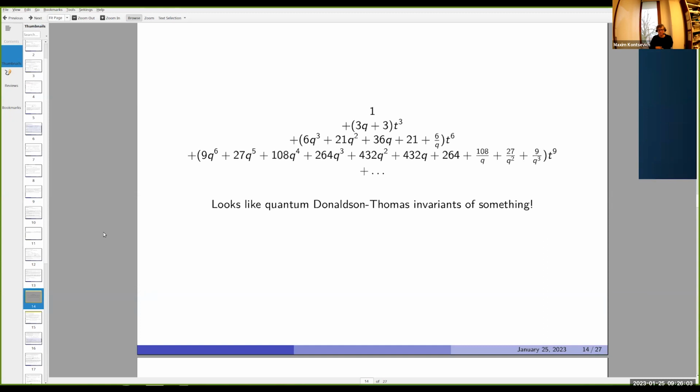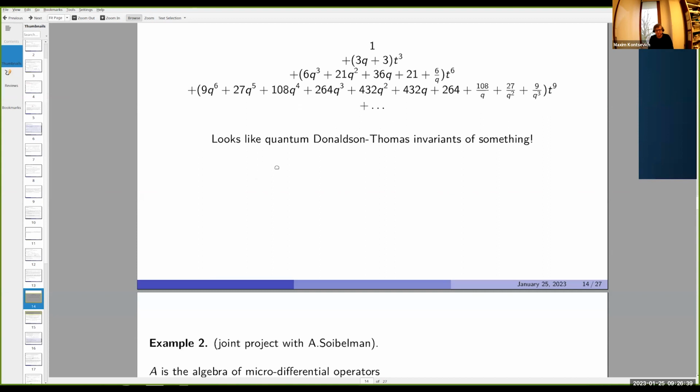So it looks by all means like quantum Donaldson-Thomas invariants of something. So the challenge is: does it really have some enumerative geometry meaning? I have no idea. It's like quantum deformations of the series which we use in mirror symmetry for Fano varieties. Of course, one can do the higher dimensional case and so on, but that's the first example.